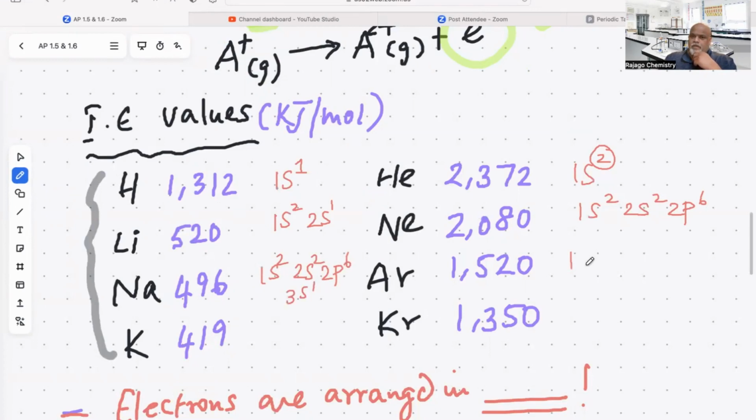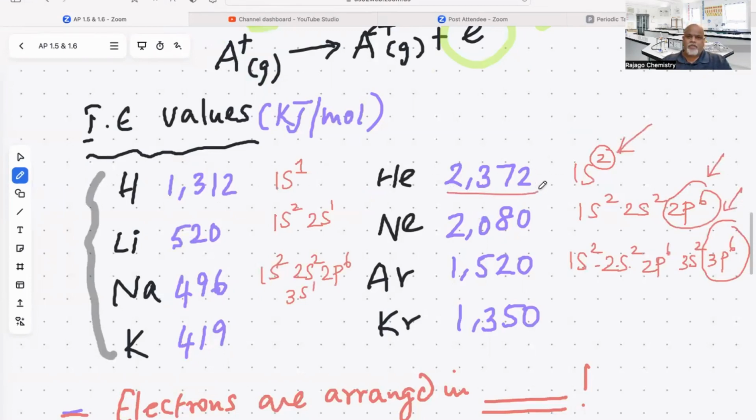Here, the overall configuration is 1s2, 2s2, 2p6, 3s2, 3p6. So if you see all these at the end, they have a filled shell. It is very hard to take out these electrons, and you see these numbers rising very high, 2000, 2000, 1500, compared to these smaller numbers.